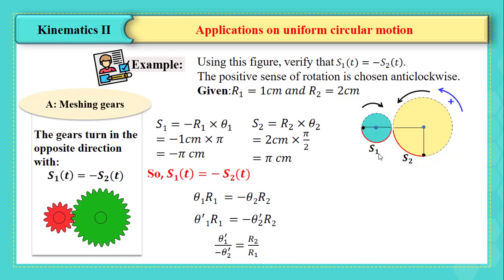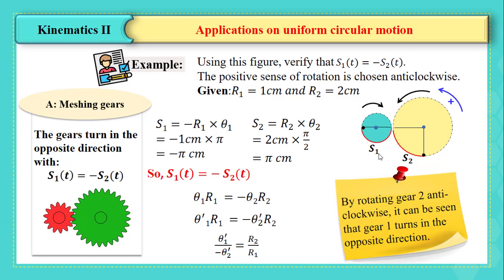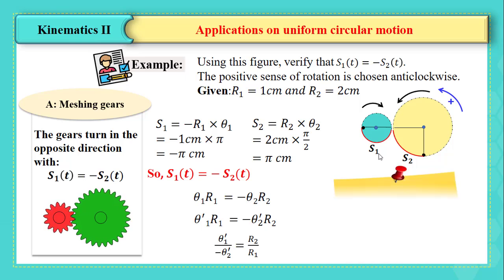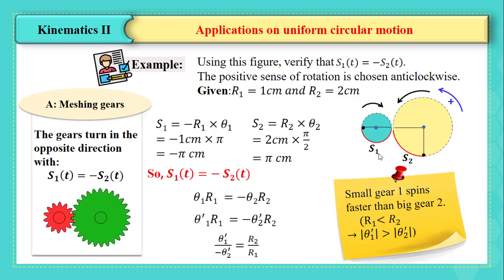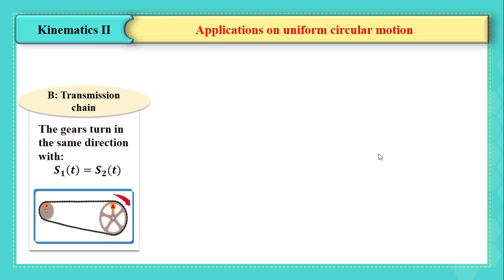Therefore, θ'1 divided by minus θ'2 is equal to R2 divided by R1. Notice that by rotating gear 2 anticlockwise, it can be seen that gear 1 turns in the opposite direction. Also, small gear 1 spins faster than the big gear 2. Since R1 is less than R2, then the absolute value of θ'1 is greater than the absolute value of θ'2. Now let's talk about a transmission chain.